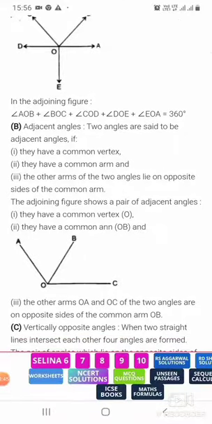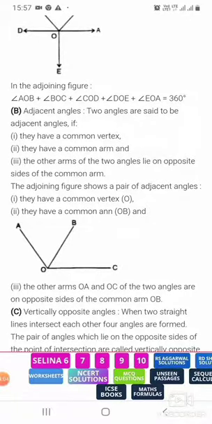And then I told you about adjacent angles. Two angles are said to be adjacent when they have a common vertex, and at the same time they must have a common arm. So in this example, angle AOB and angle BOC are two angles. OB is a common arm, where angle AOB is adjacent to angle BOC.